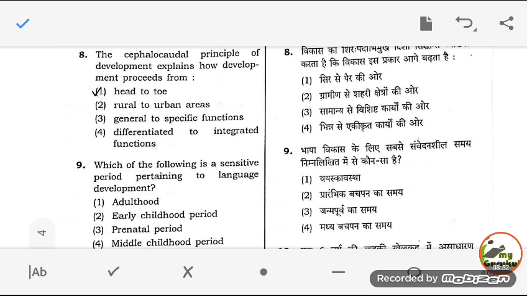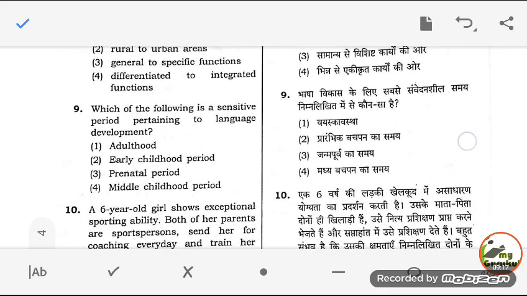And as such, the cephalocaudal principle refers to the general pattern of development seen in the earliest years of postnatal development, specifically ranging from infancy into toddlerhood. The cephalocaudal principle applies to both physical and functional development. Okay, let's move to the next.